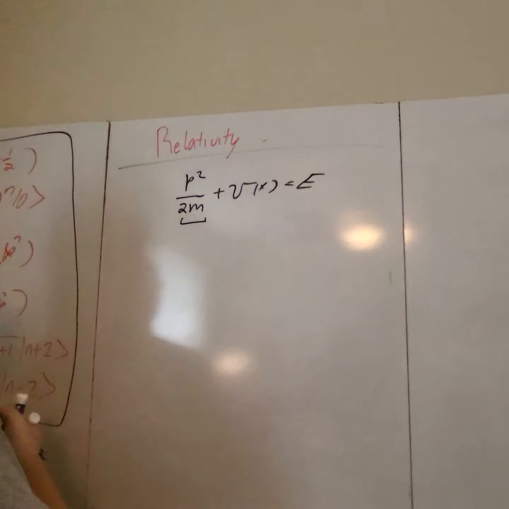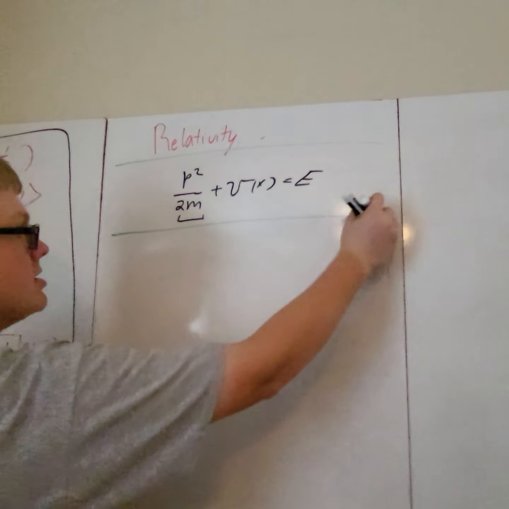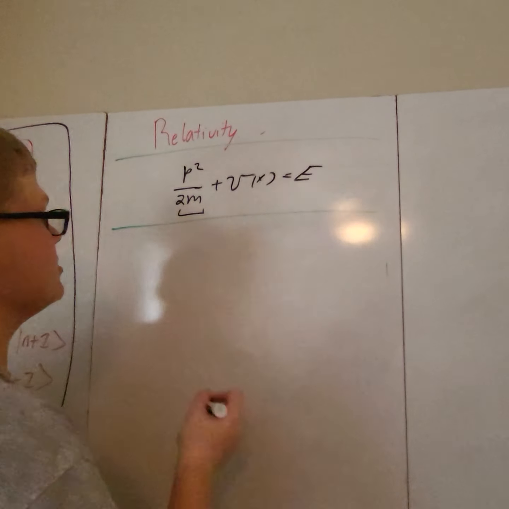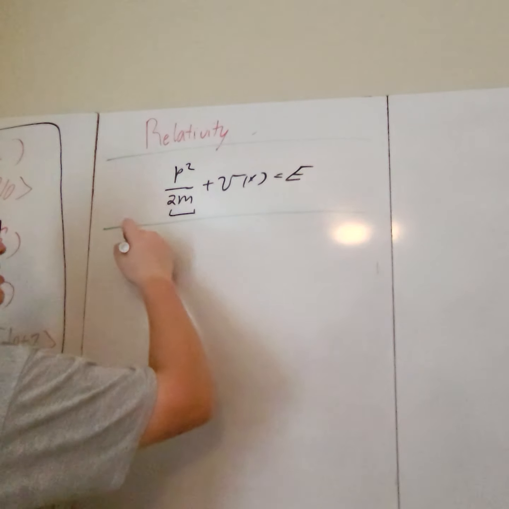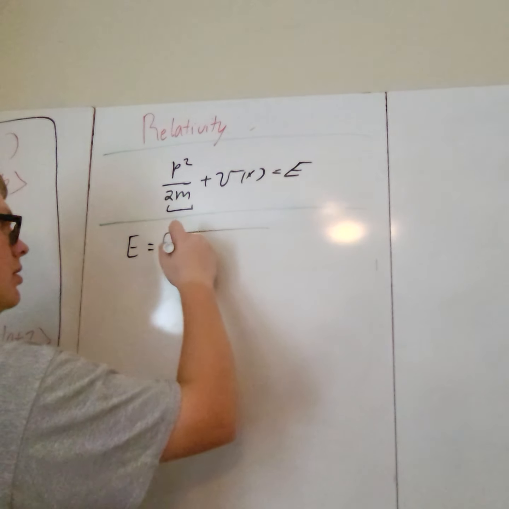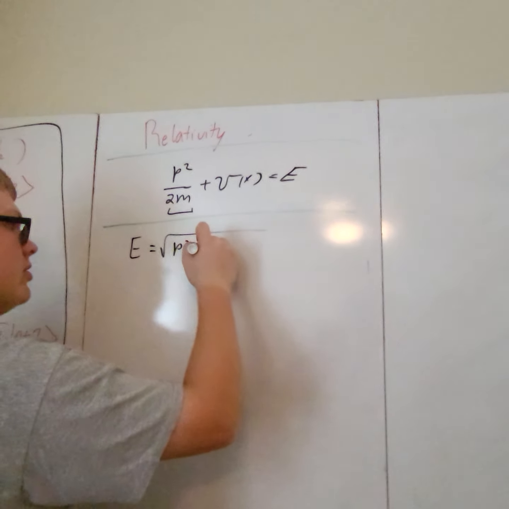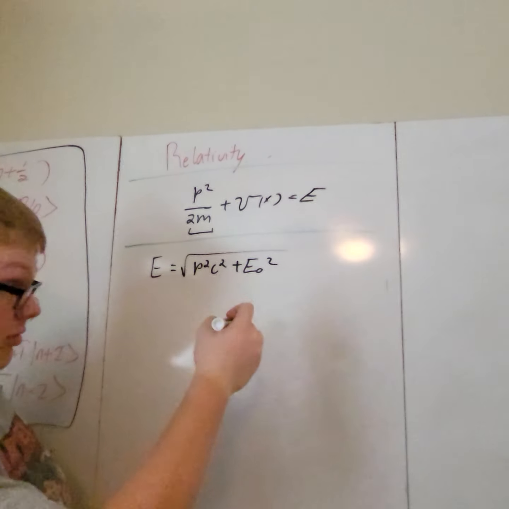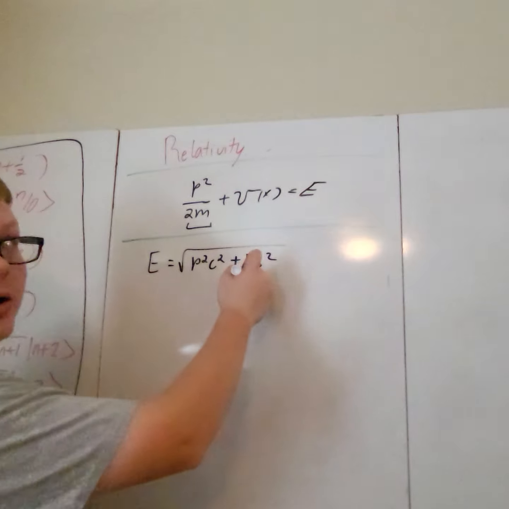In relativity, however, our energy is equal to the square root of momentum squared times c squared plus the rest energy squared, which, for those who don't know, is mc squared.